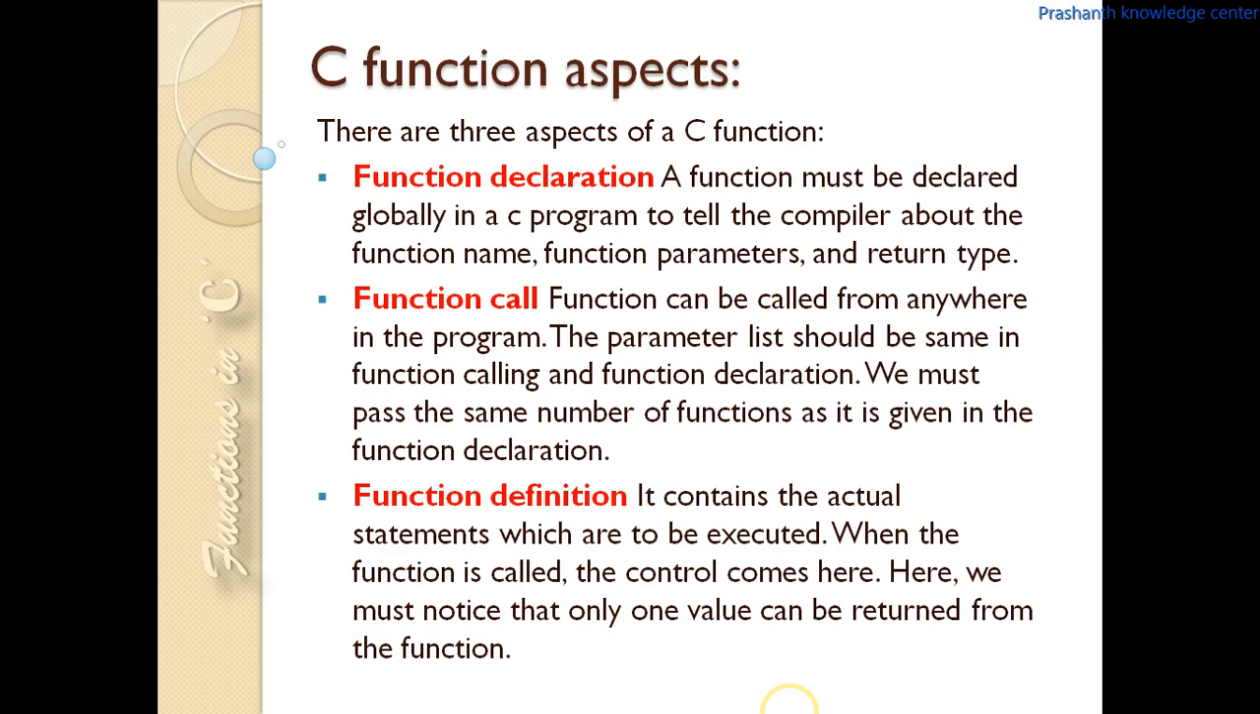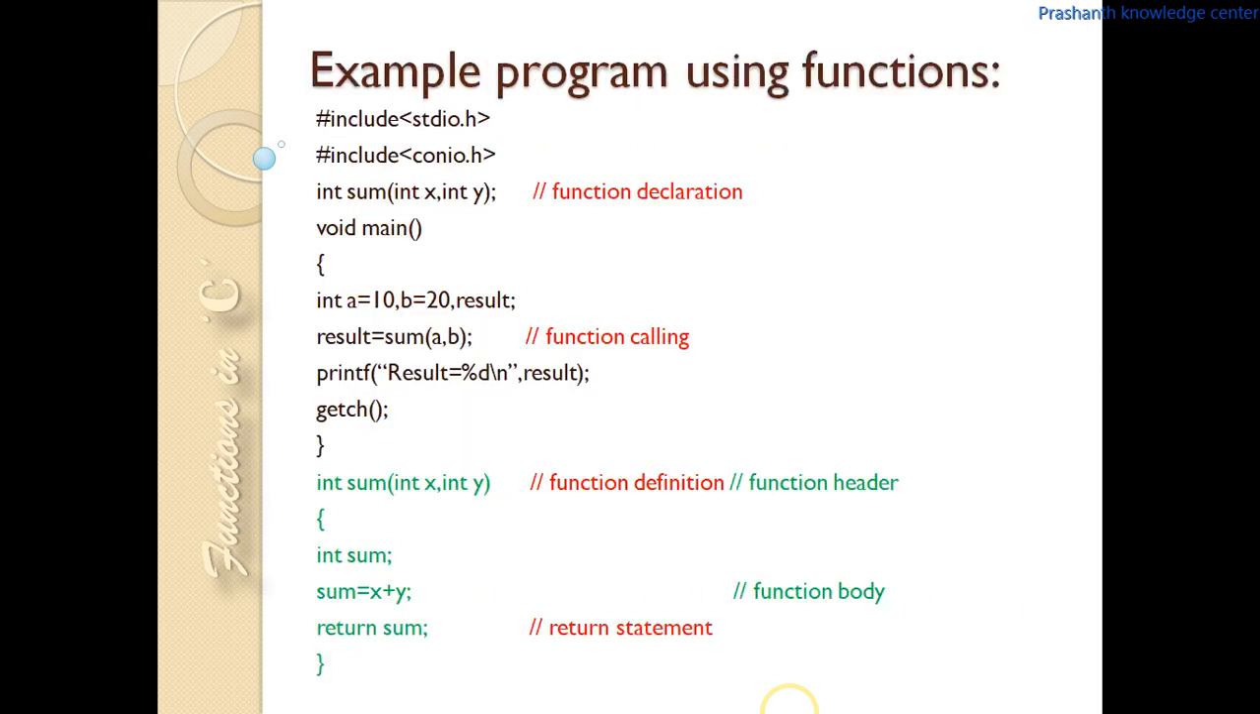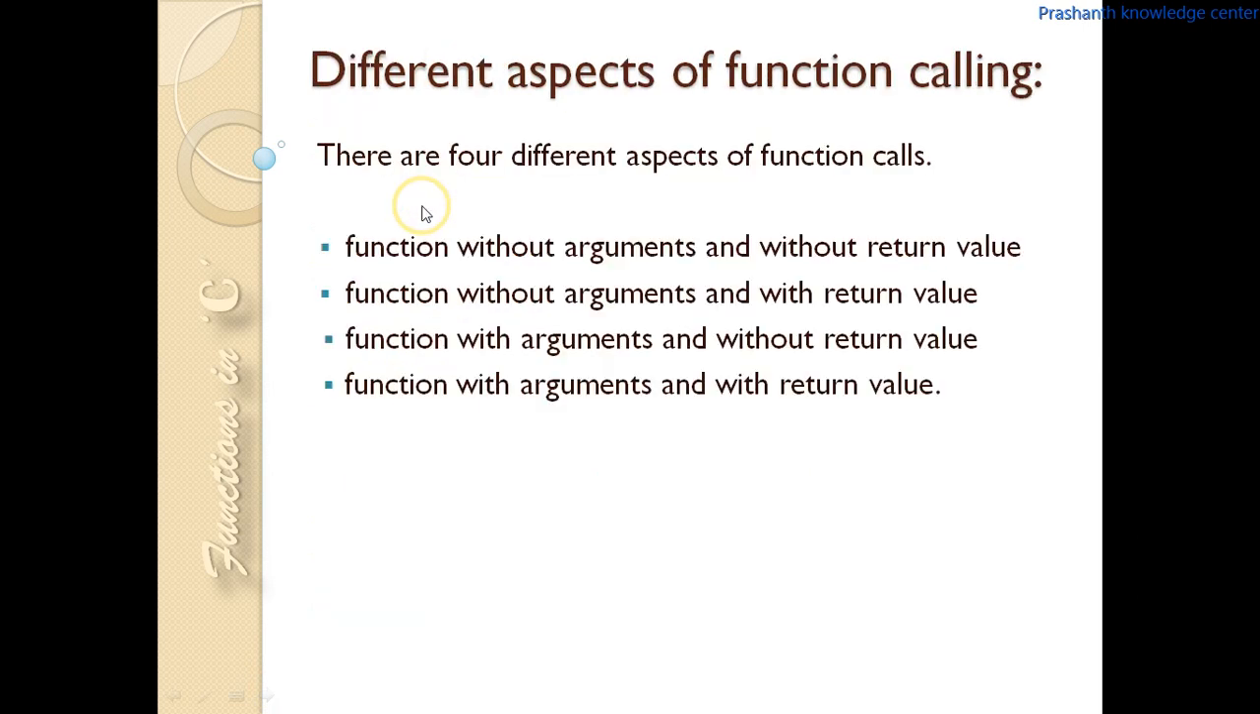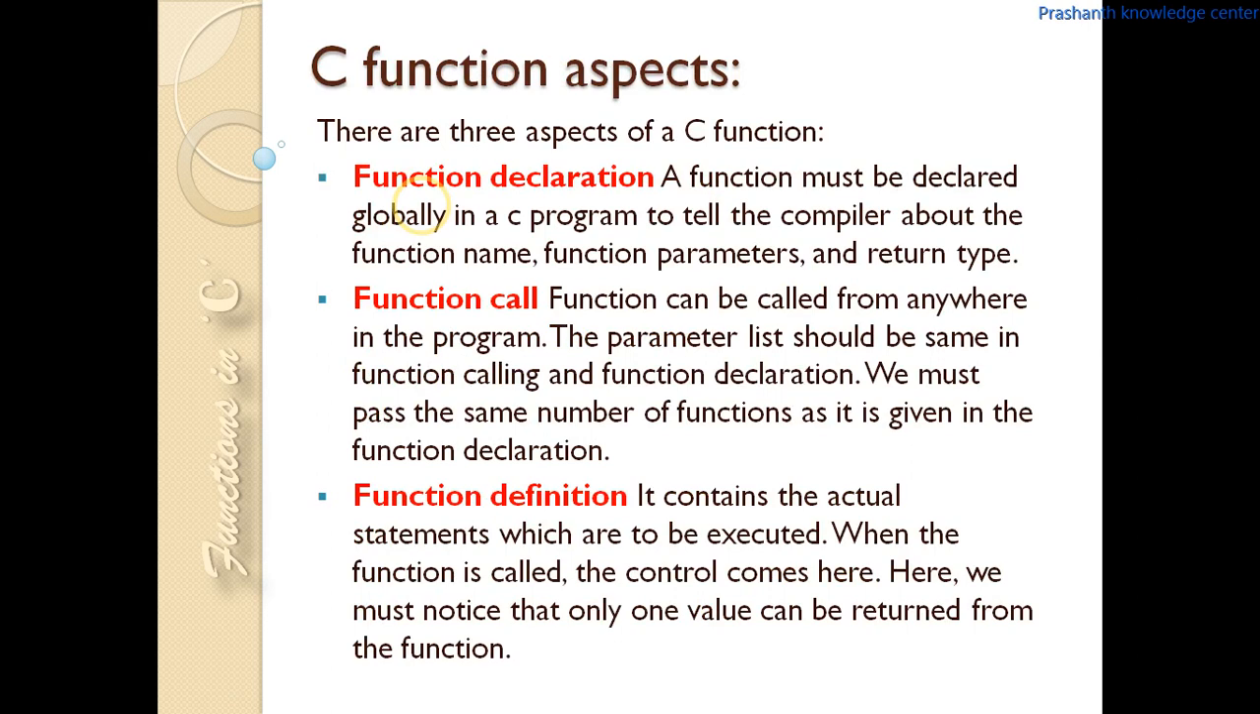Function declaration means a function must be declared globally in a C program, telling the compiler that we are using this data type, this function name, and these variables or parameters in this function. And next, coming to function call. Function call means we can call that particular function which we have declared anywhere in the program.